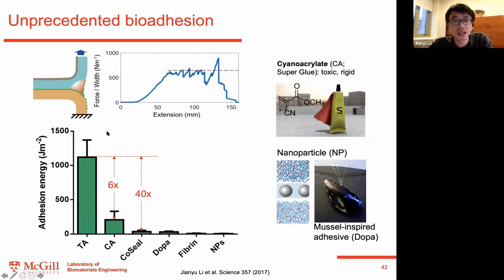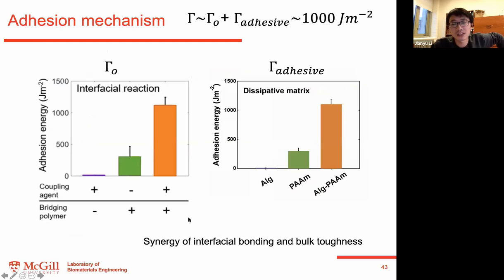So that is nicely demonstrated, and we confirm this by performing peeling tests. We have a much higher adhesion energy compared to super glue, which is known as the strongest tissue adhesive, and also much better than the other kinds of adhesives under development, including nanoparticle and muscle-inspired adhesives. That is just a comparison to make this point.